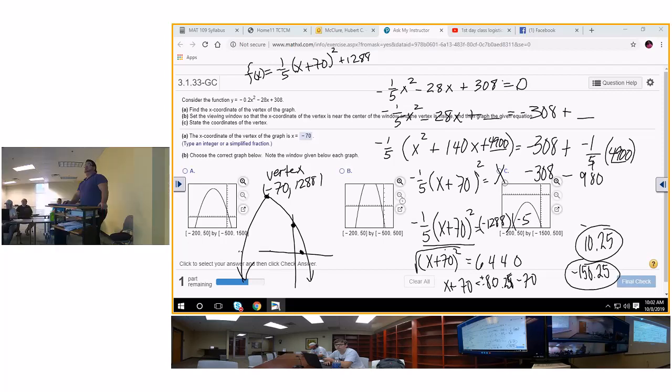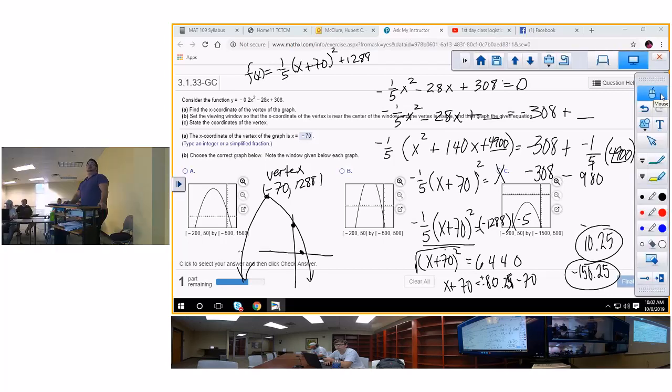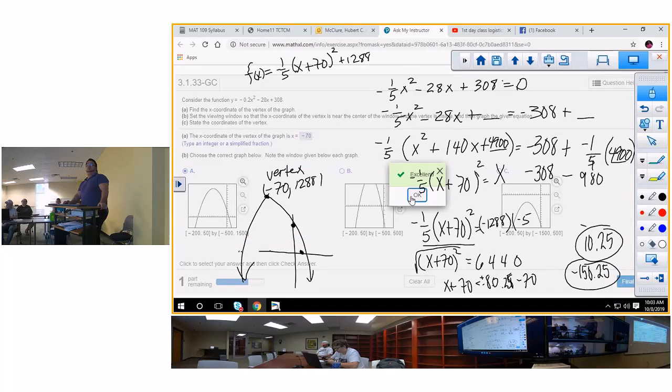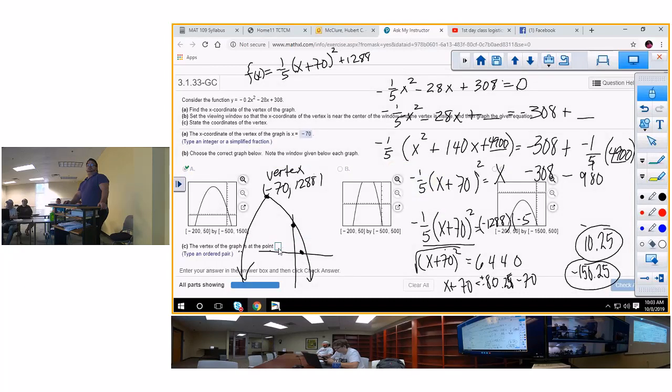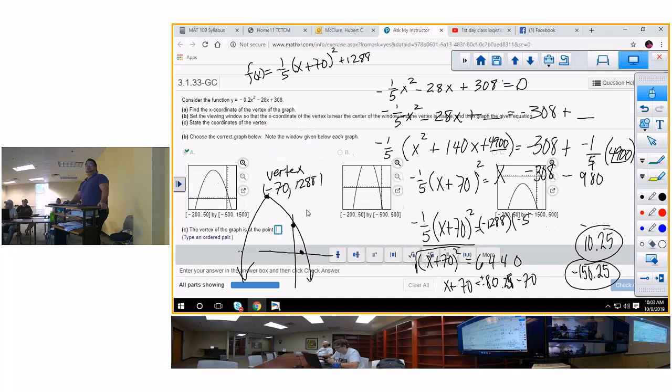Now I don't know what else they're going to ask, but okay, the x coordinate of the vertex is negative 70, good. And that's going to be A, final, excellent.